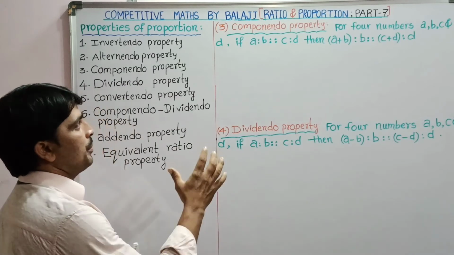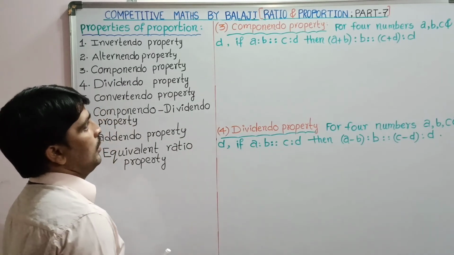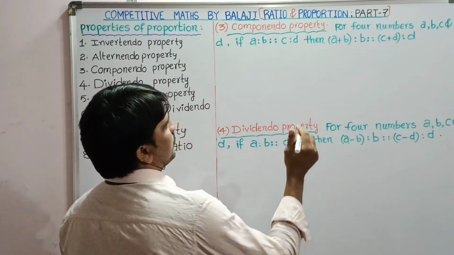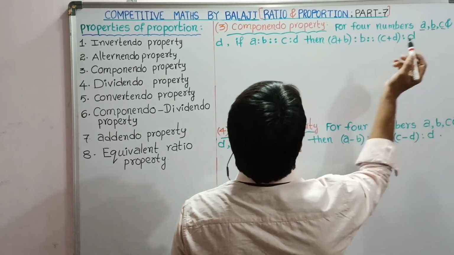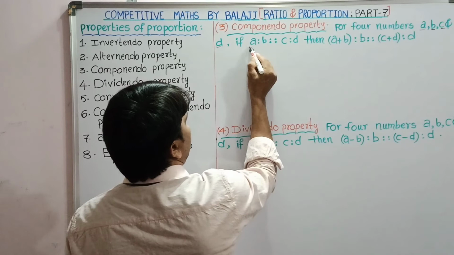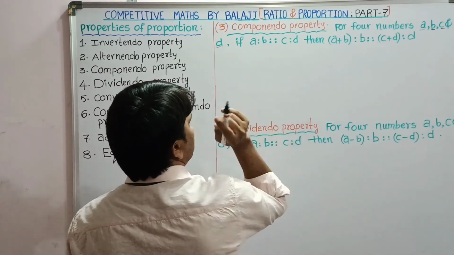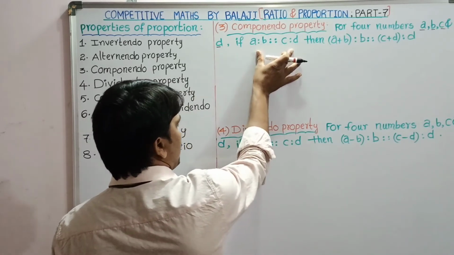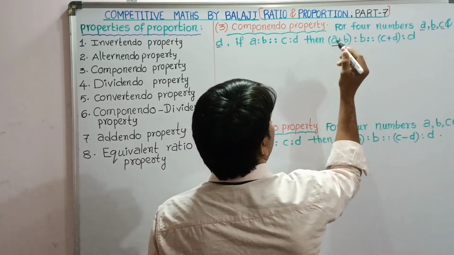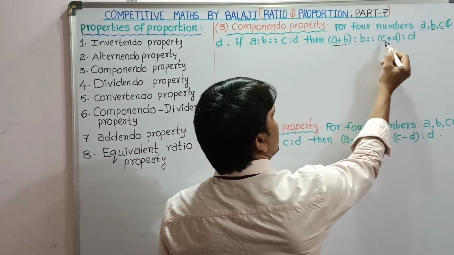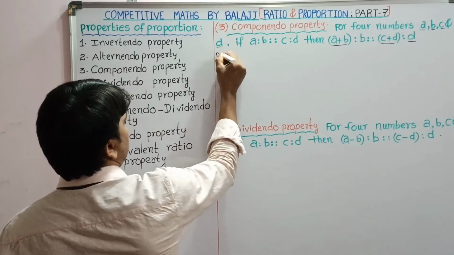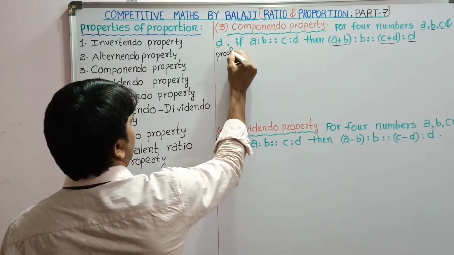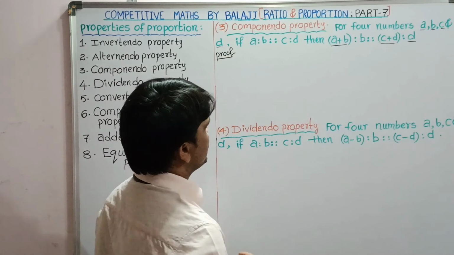Okay. Next, third property. Very, very important properties, these two. Componendo property, third one. For four numbers A, B, C and D, if A is to B is as C is to D, that means the four numbers are in proportion, then A plus B is to B is as C plus D is to D. Proof. Let us see the proof.